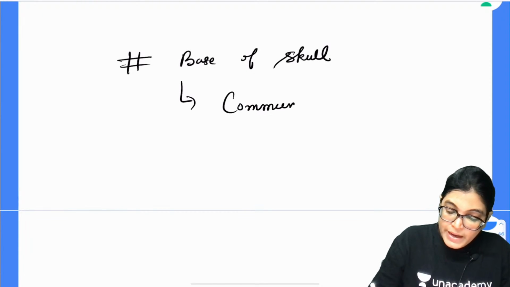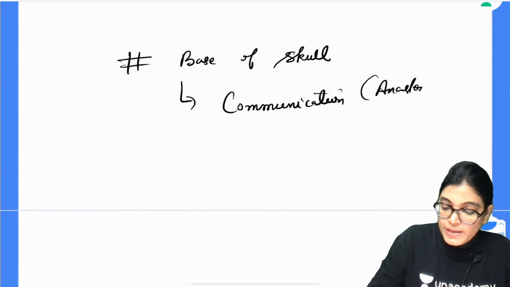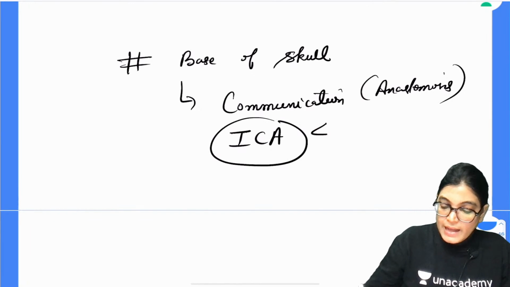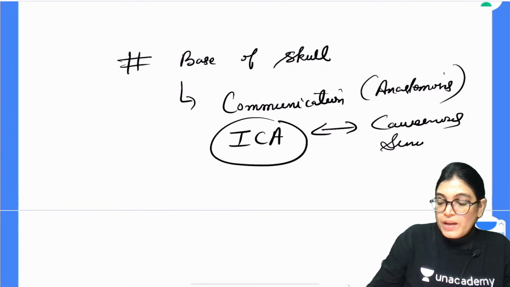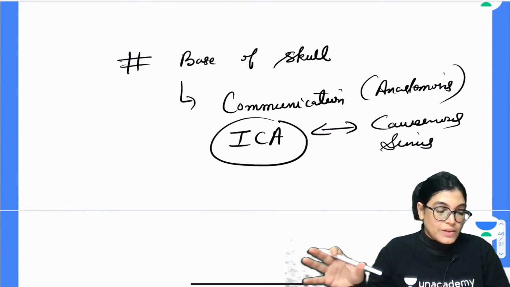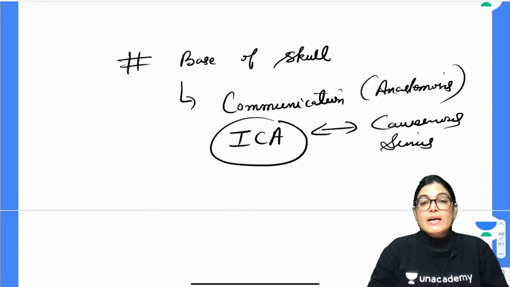So there can be a communication, an anastomosis you can say, formed between the internal carotid artery and the cavernous sinus. That means the high flowing blood will flow from the internal carotid artery into the cavernous sinus, and will lead to a cavernous sinus fistula.